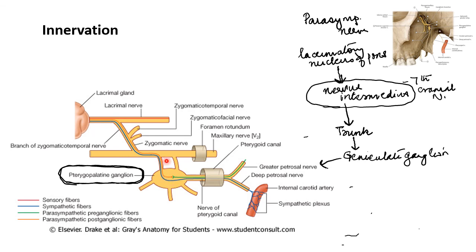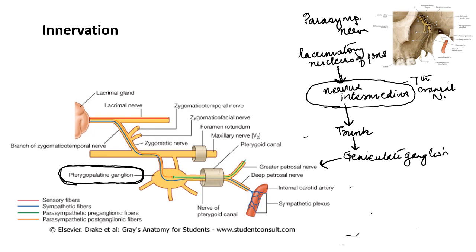The postganglionic fibers from here enter into the maxillary nerve, travel via its branch, the zygomatic nerve, and ultimately reach via the lacrimal nerve to the lacrimal gland. So ganglia के बाद ये जो orange color fibers आपको दिख रहे हैं, these are the postganglionic fibers, and this green are the preganglionic fibers which we traced from the brainstem all the way up to the pterygopalatine ganglia. Right? So this is how the parasympathetic innervation is coming.